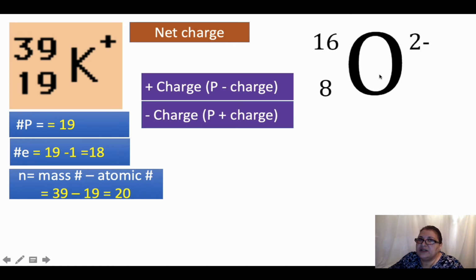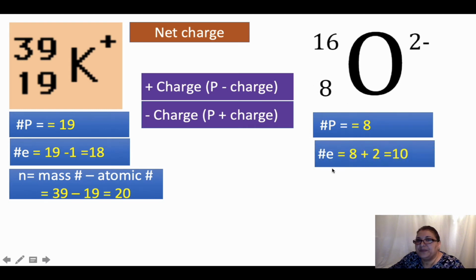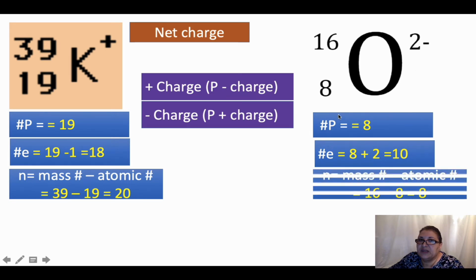Now for oxygen, it's -2, so we add the charges to the electrons. The number of protons is 8, same as the atomic number. And then electrons, we just add 2 because it's going to be more negative. And the neutrons, we subtract 8 from 16.